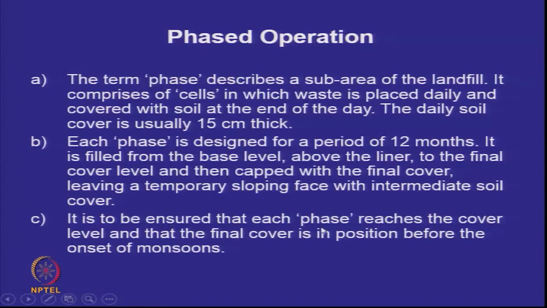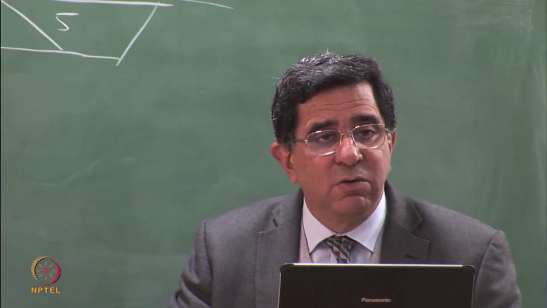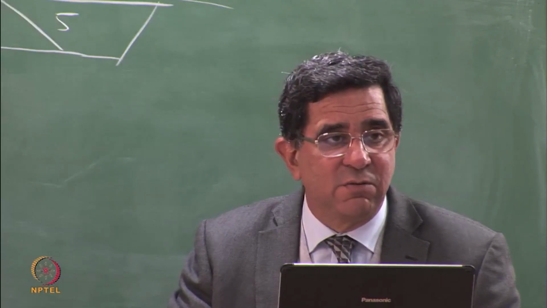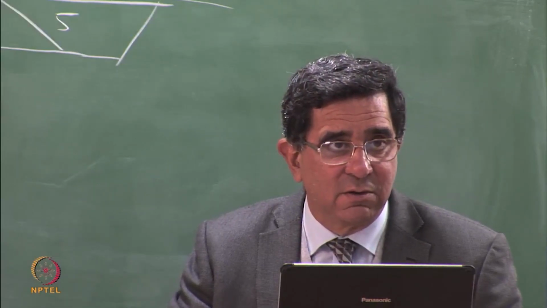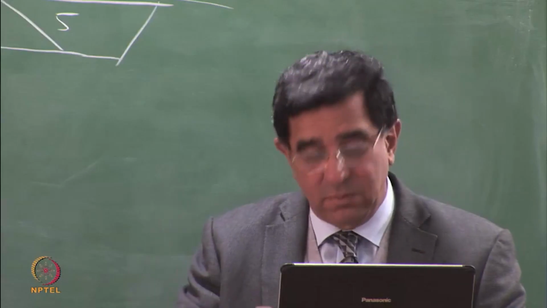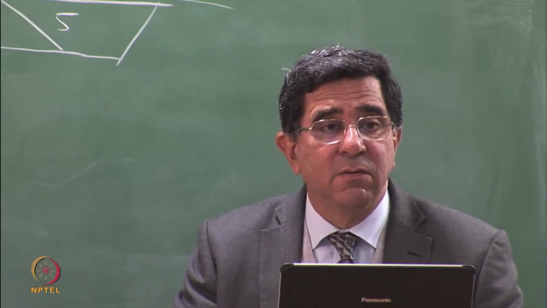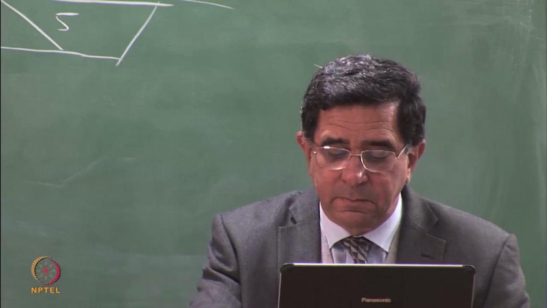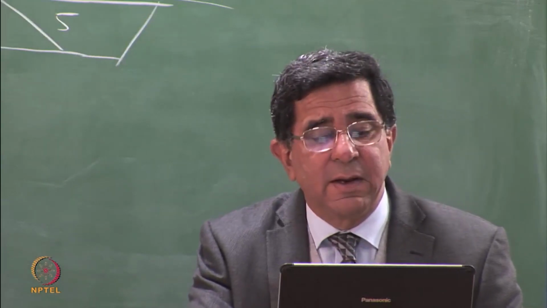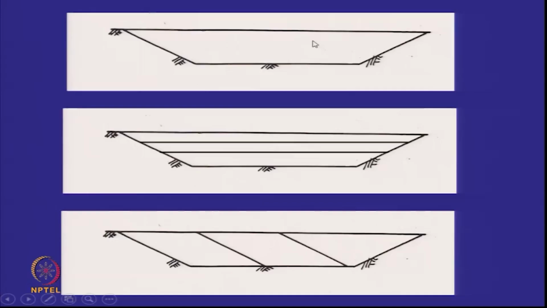It has to be ensured that each phase reaches the cover and that the final cover is in position before the onset of monsoons. So if the monsoons come in Delhi in July, August, and the end of the summer is in June, I should have reached the top and I should have put the final cover at the top. That is how you will decide the size of the base of the phase. And this is not understood by many. So between this and this and this, this is better.